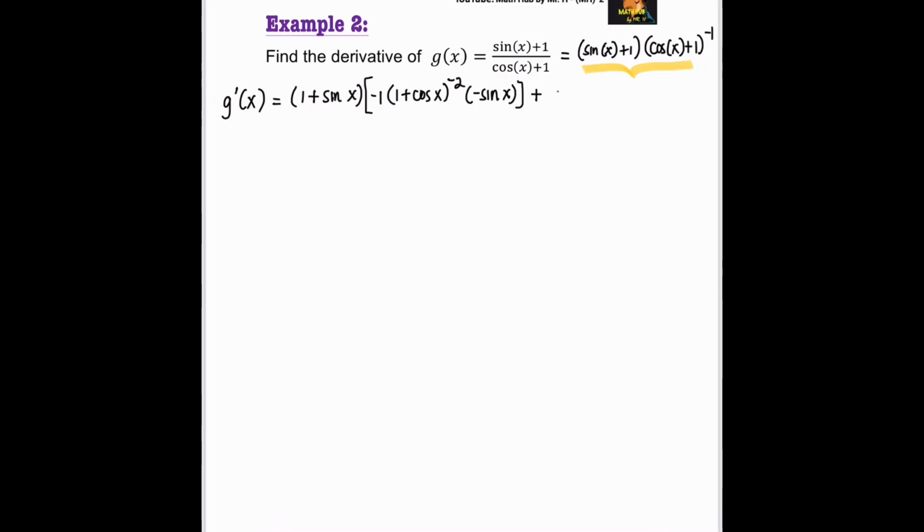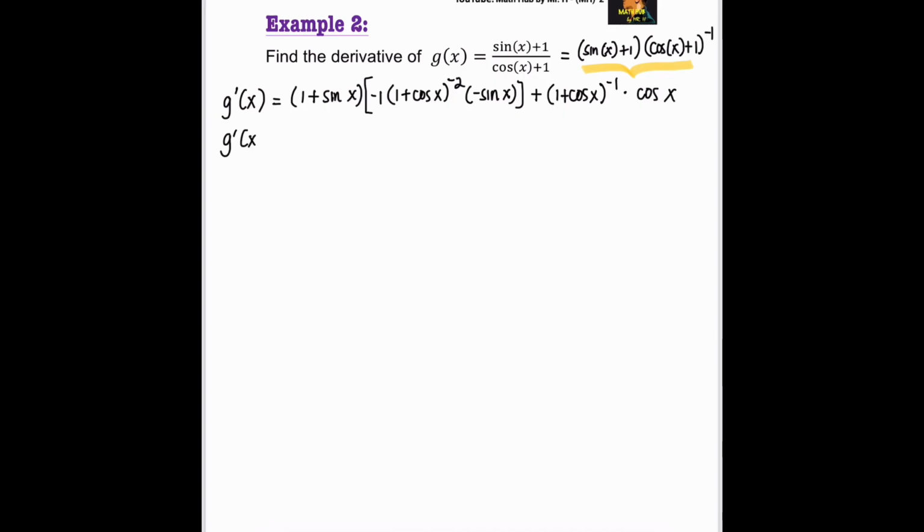Plus, we take the second factor. So that is 1 plus cosine x to the power of negative 1 times the derivative of the first factor. So the derivative of sine x is cosine x. Derivative of 1 is 0. So basically, we multiply this by cosine x. Next is we simplify first this one inside the bracket, right?